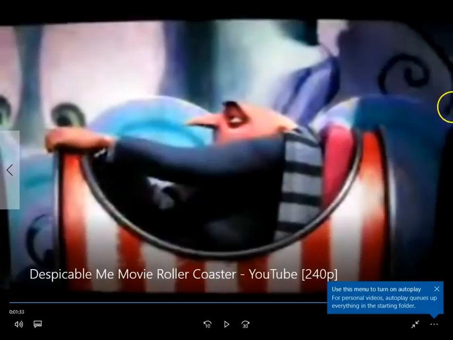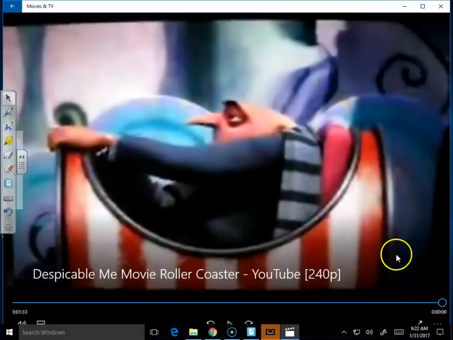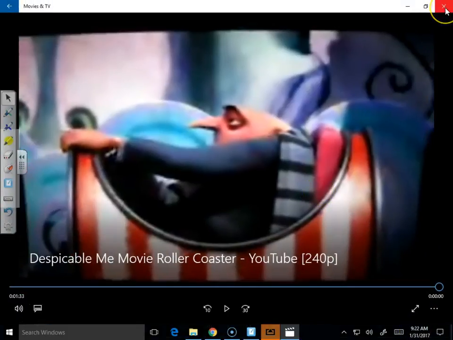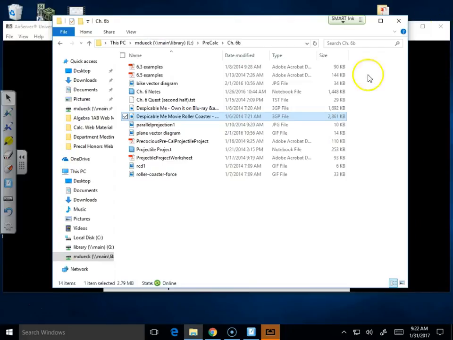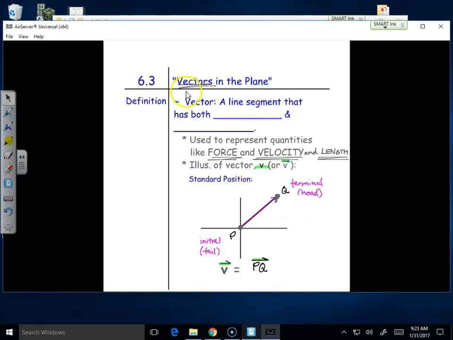Question. Why did it show Despicable Me? Out of all the roller coaster scenes and all the videos. It's exaggerated, okay, it's exaggerated, number one. Number two, you have to put yourself in the different seats that I showed. But also, don't we have something else we're supposed to fill in?